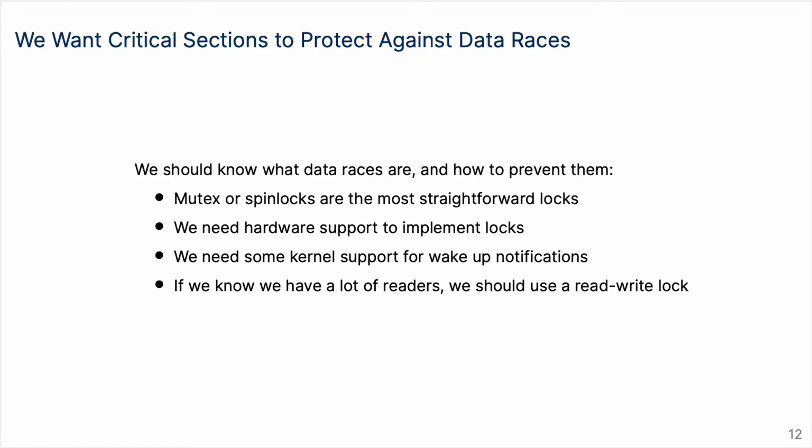You want critical sections, which we talked about today and yesterday, to protect against data races. You should know what they are, which is very important, and even more important, how to prevent them. There are lots of fun bugs and interesting questions you can ask about them, because preventing them is very hard. Mutexes and spin locks are the most straightforward that we actually know how to implement now. Ideally, you need some hardware support to implement locks, and you need some kernel support for the wake-up notifications, which you're actually writing yourselves in Lab 2. And if you have a lot of readers, you have a read-write lock.